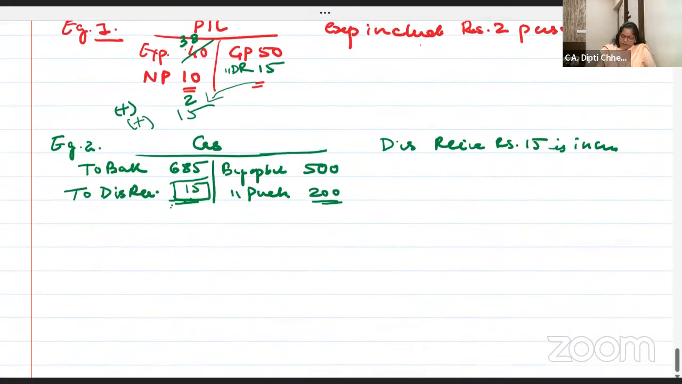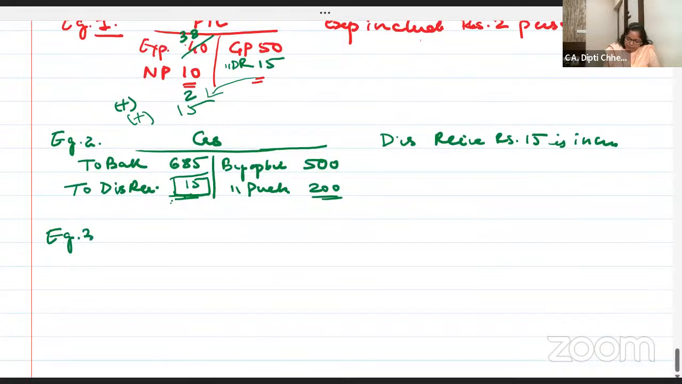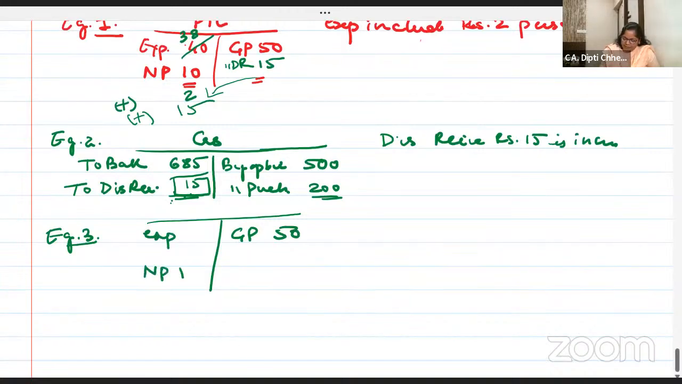Now example 3 आ जाओ. Example 3 वही आपका GP 50, expenses है NP 10, expenses are 12. Here I have written dividend received 2 रुपए. Draw this. 50 is my GP. Dividend received, interest received, house rent received, credited in the P&L. Expenses 12 rupees and net profit.